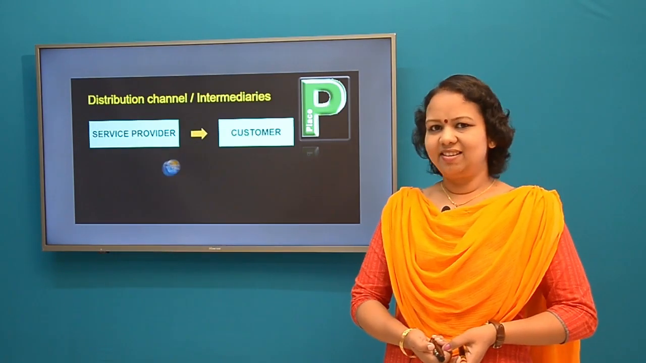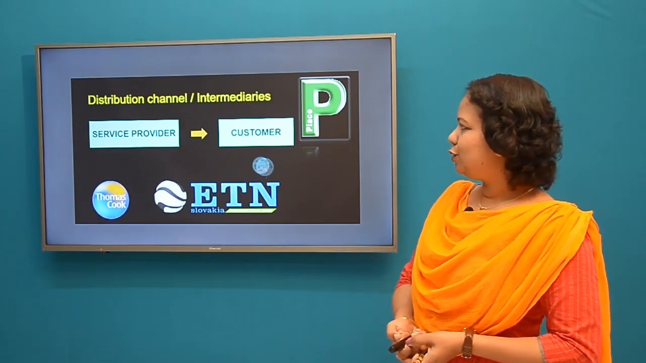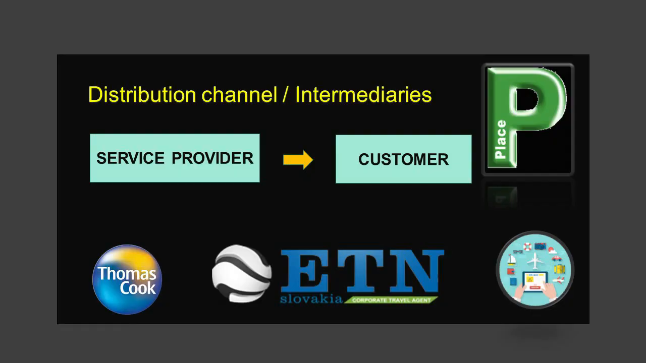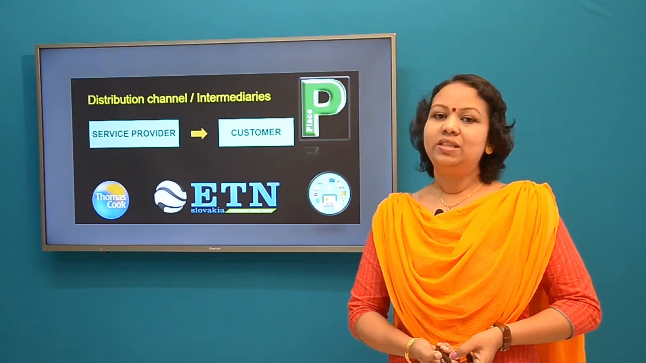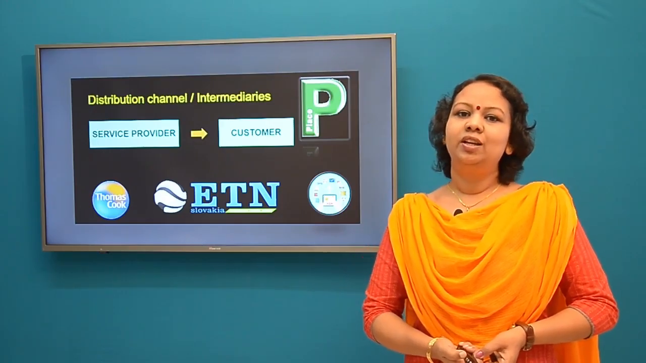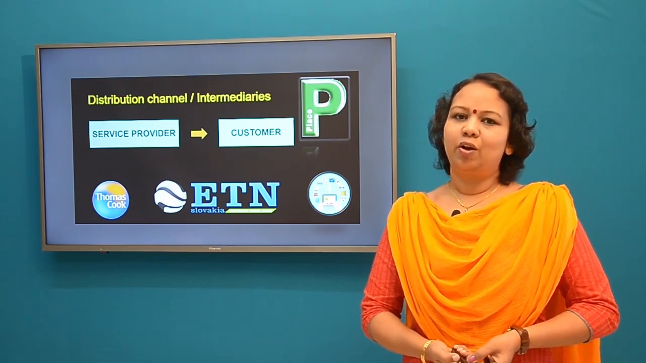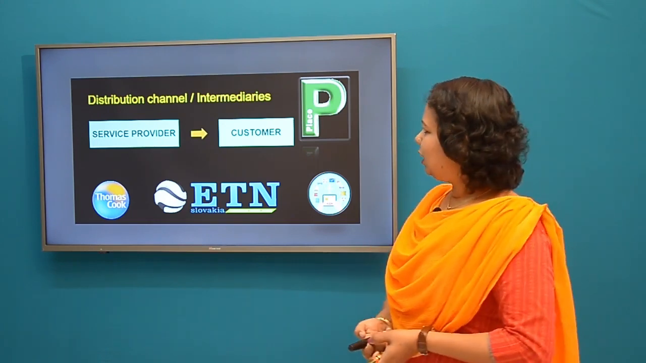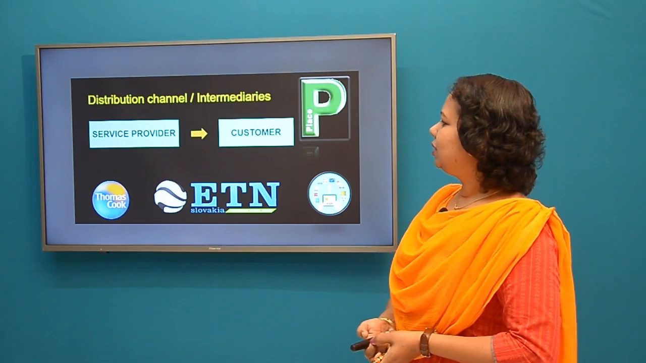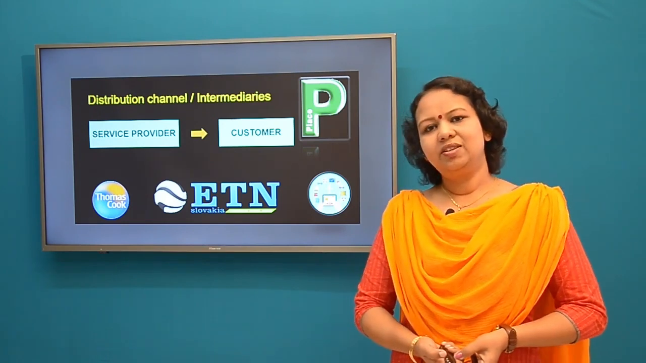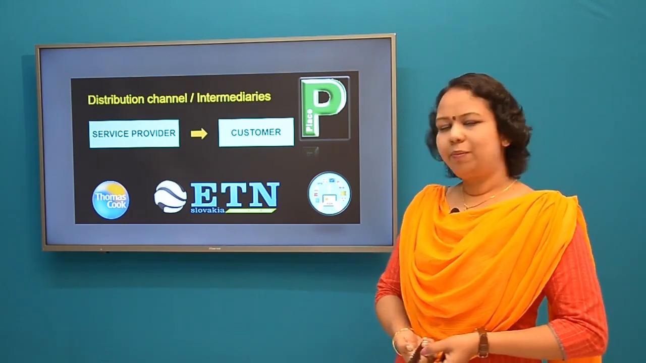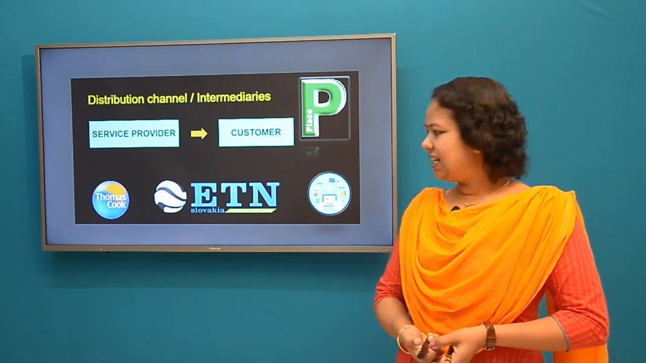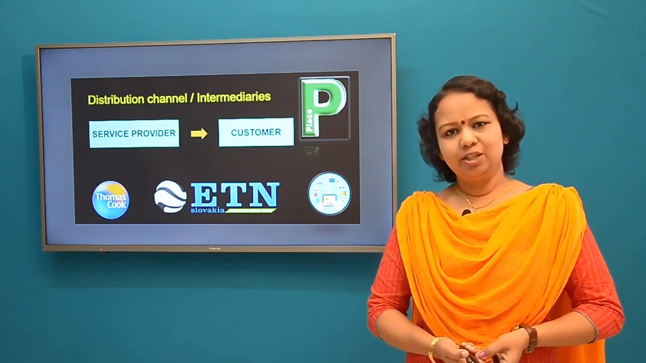Let us see the next consideration, that is distribution channel. Distribution channels are those people who are between the service provider and the customer, which help the service provider to give their products to the customer. We call them intermediaries also. For the travel and tourism industry, we have tour operators, travel agents and even the internet as intermediaries.